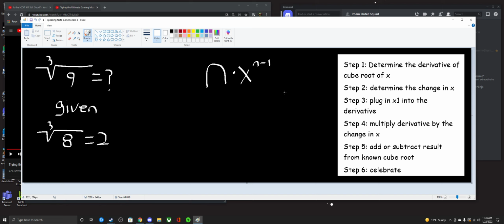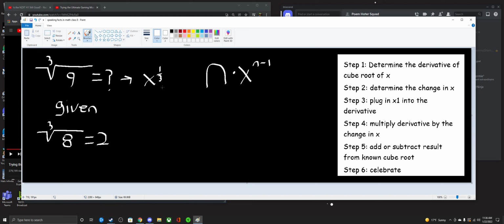First one is determine the derivative of the cube root of x. So the first thing I want to say is we'll generalize a bit. Cube roots can also be written as x to the power of 1/3. Now we want to use the power rule for differentiation, which is n times x raised to the power of n minus 1.